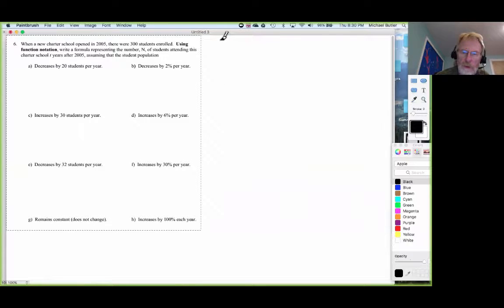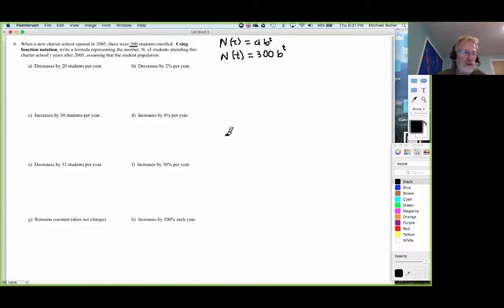What they want for an answer is n of t is equal to a times b to the t. So what we've got to figure out is the a and the b. Well, a is simple because that's always 300. That's not going to change. So n of t is equal to 300, which is your initial amount, times b to the t. It's just like the previous problem. We have to figure out what the growth or decay factor, or the base, is, based upon the information they give us.